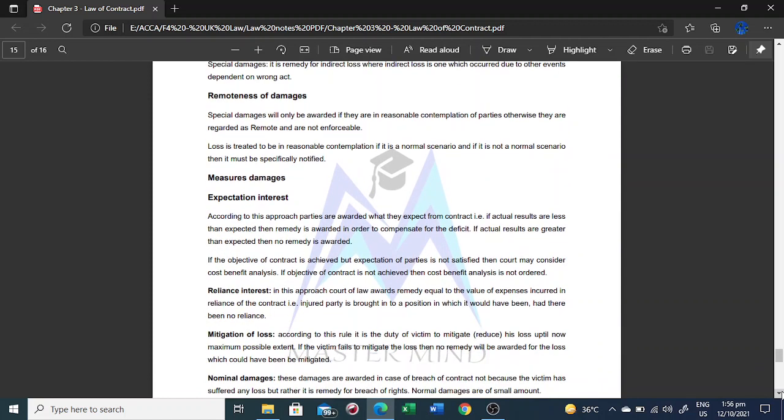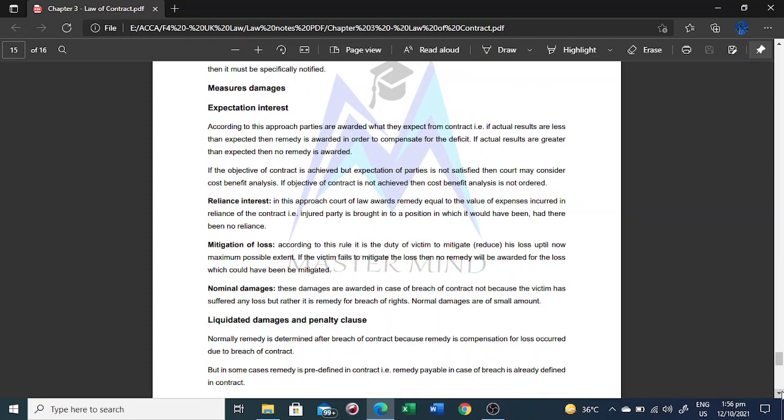Remoteness of damages. Special damages can only be awarded if they are in the reasonable contemplation of the parties. Otherwise they are not enforceable. So what is reasonable contemplation? If it is a normal scenario. If it is not a normal scenario, then you need to be specifically given a notice.